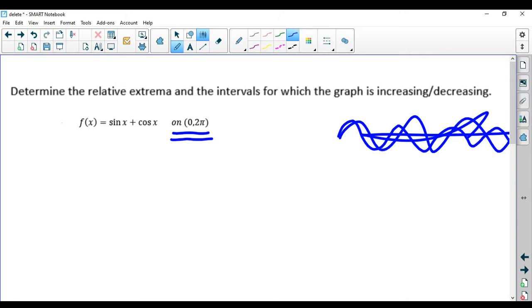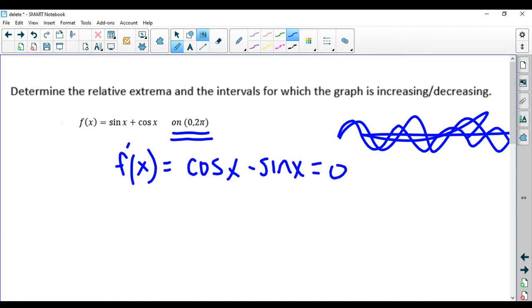You do it just the same as all the other questions. You find the critical numbers. To do that, you determine the derivative and find out where that equals 0. The derivative of sine is cosine, and the derivative of cosine is negative sine. You have to figure out where this equals 0. So now, to figure out where this derivative equals 0, I'll just start solving like this. Cosine x equals sine x.